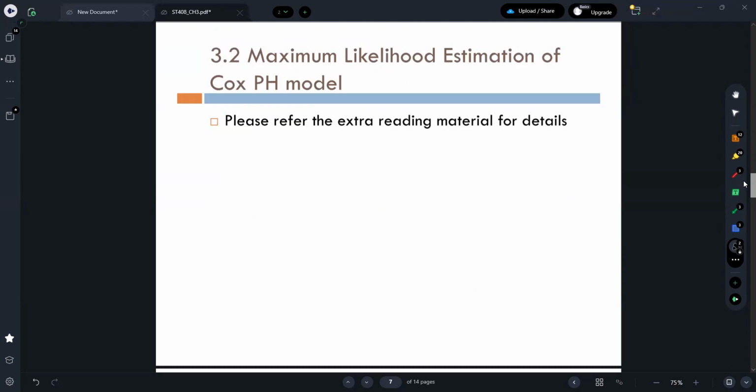Now you can derive the maximum likelihood estimate for the Cox PH model. I'm not going to do it. It's a detailed one, but you can do it. I'll upload some extra reading material for estimating the likelihood for the Cox PH model. You can read it later, okay?